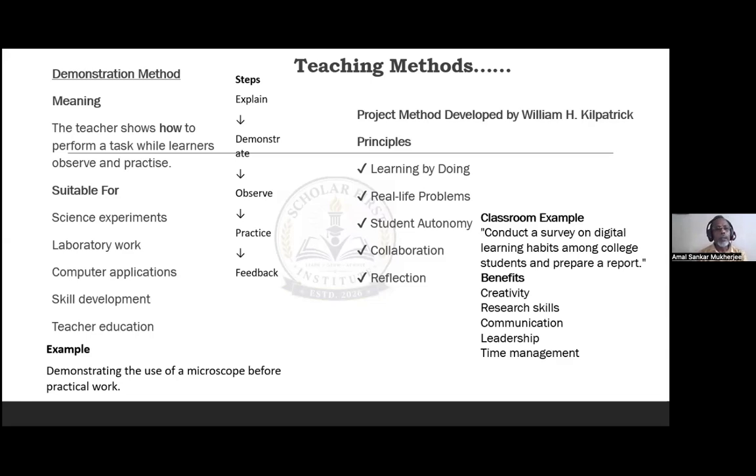In the demonstration method, the teacher shows how to perform a task while learners observe and practice. So there is active participation of the learner in the classroom session when the demonstration method is used, because the teacher shows how to perform, and the student or learner observes, participates, does the practice, generates the result, and the result is the ultimate outcome of the lesson that is to be delivered.